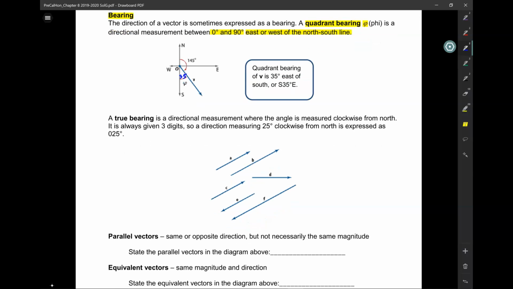So I'm giving it to you for exposure. There may or may not be some problems in the book that refer to that, just so when you see it, you know where they come from.